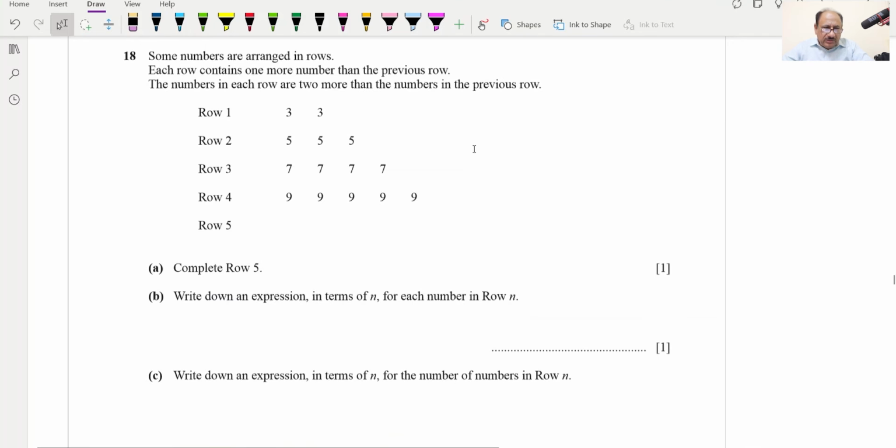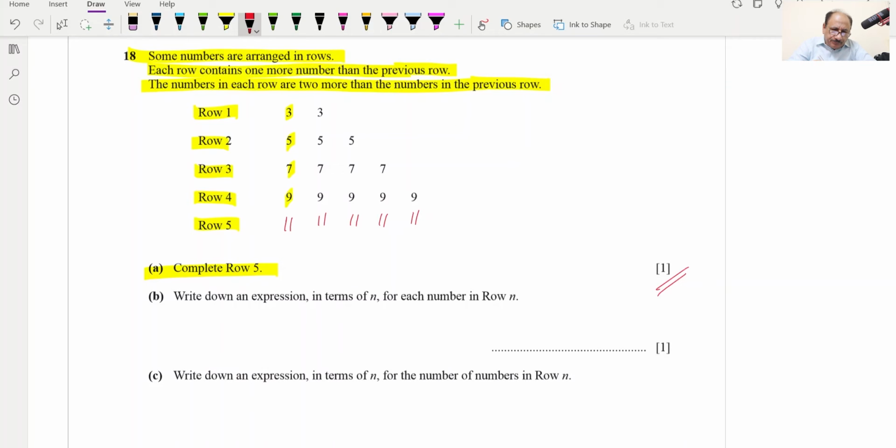Now question number 18. Question number 18 is a sequence question. Some numbers are arranged in rows. Each row contains one more number than the previous row. The numbers in each row are two more than the numbers in the previous row. So row 1, 2, 3, 4, 5 and complete row 5. If we check, this is 3, 5, 7, 9 and next will be 11. So 11, 11, 11, 11 and 11. This is 1 more part which we have done.